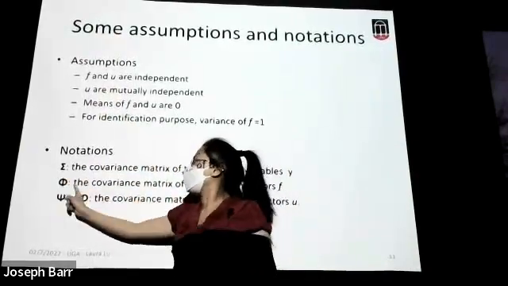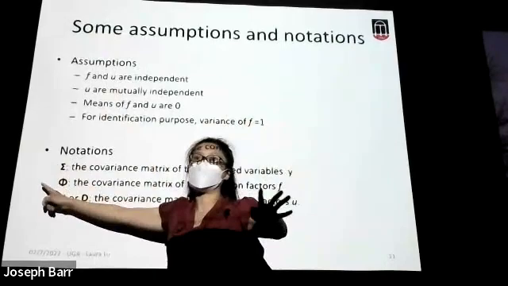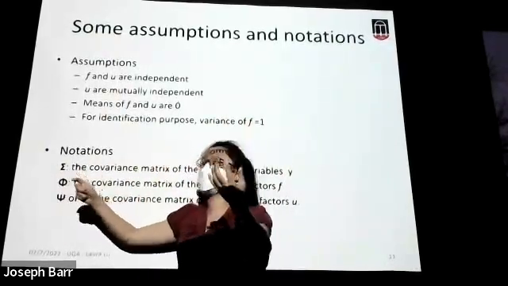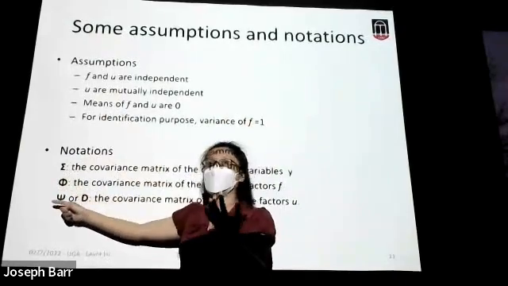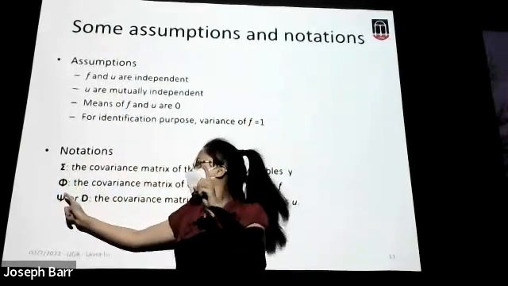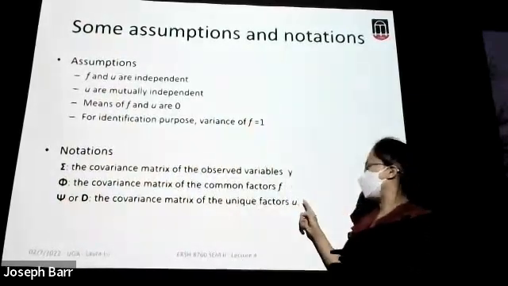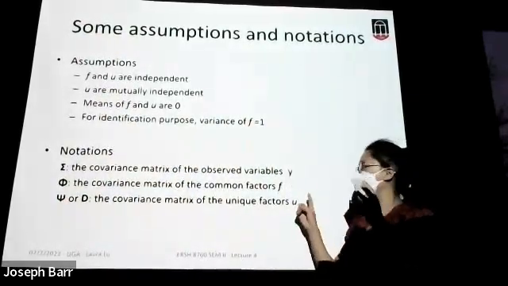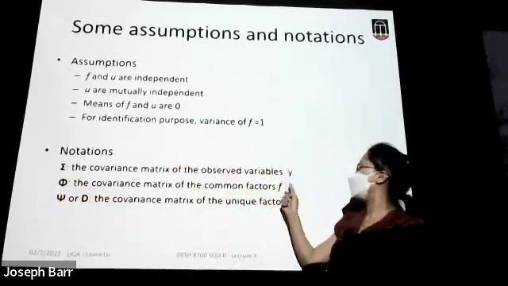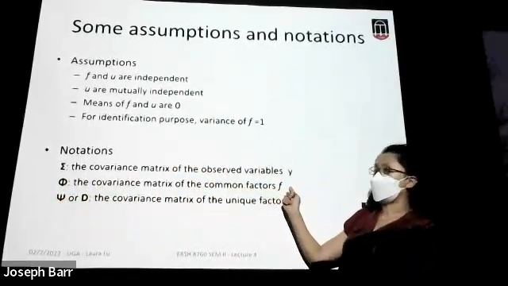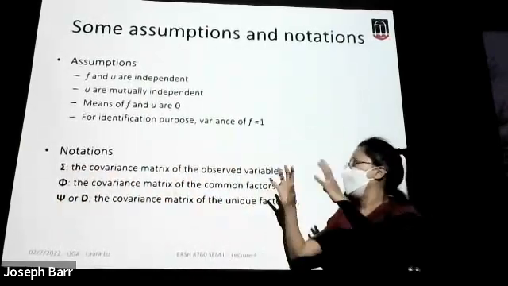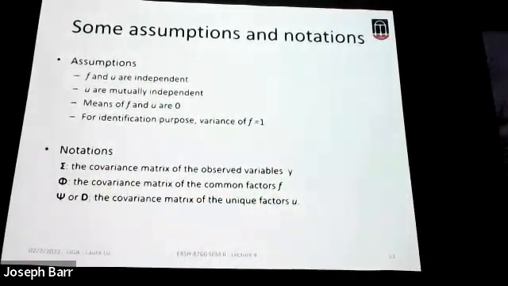All of these are very, very traditional notations. If you read SEM journal articles or textbooks, people just follow this way. If you look at a psi, usually it is the covariance matrix of the unique factors or the residual part. If you have phi, usually it just means the covariance matrix of the common factors. Capital sigma is for Y. Those are very traditional notations.